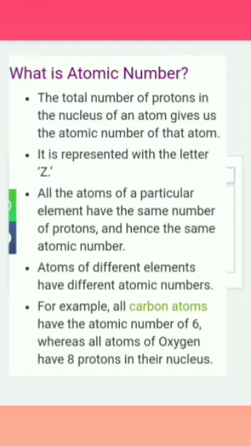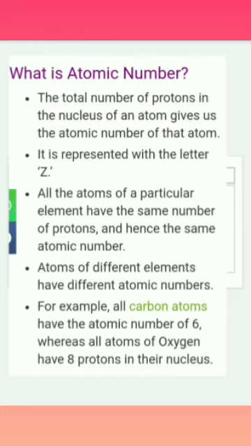So, what is atomic number? The total number of protons in the nucleus of an atom gives us the atomic number. Atomic number is equal to the total number of protons present in an atom. It is represented by the symbol Z.